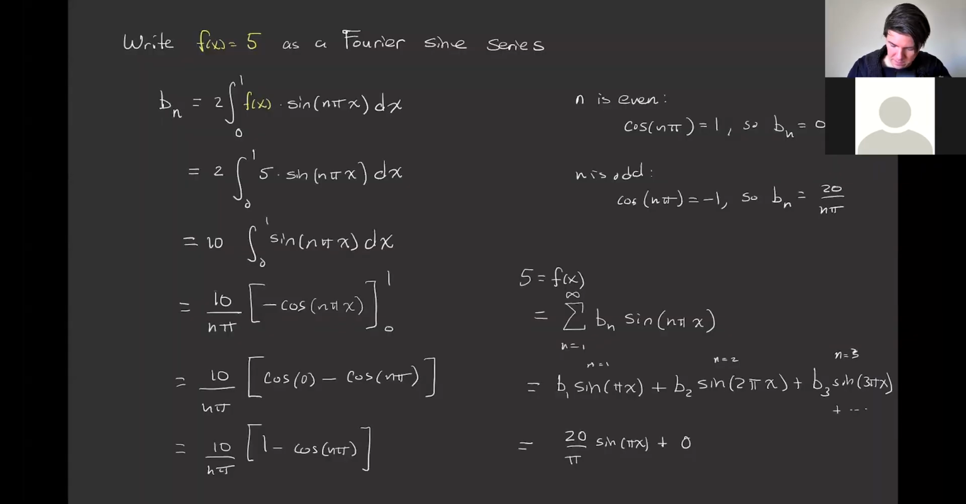Okay, so we have 0 for B2 because 2 is even. And we have plus 20 over 3 times pi, which can be easy to miss, times sine of 3 pi x, which in some ways should be absolutely ludicrous. That you can take any given x, let's say x is equal to 1/2, substitute it in here, and what you get out is 5 in the end. That just seems crazy. To me, at least.